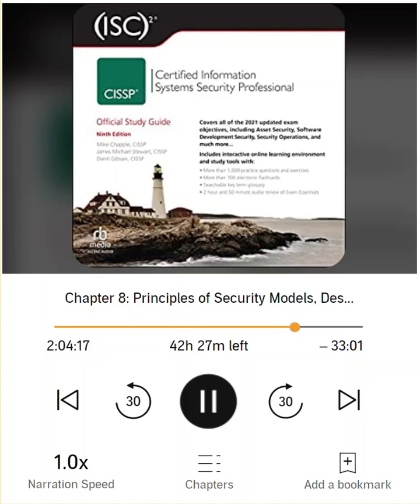Define a trusted computing base, TCB. A TCB is the combination of hardware, software, and controls that form a trusted base that enforces the security policy.